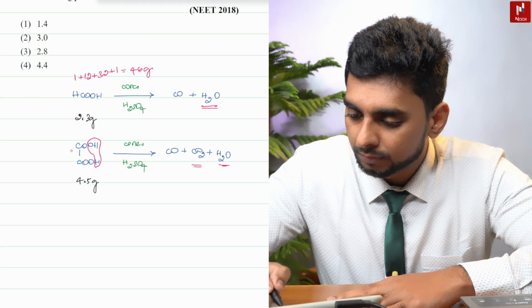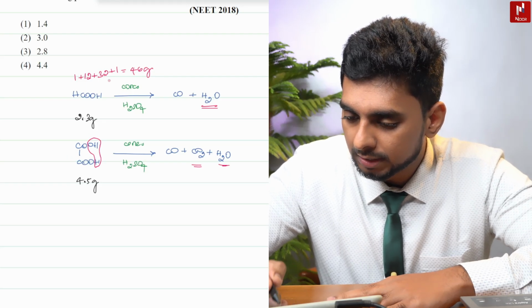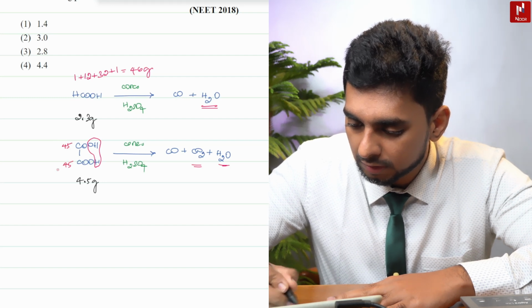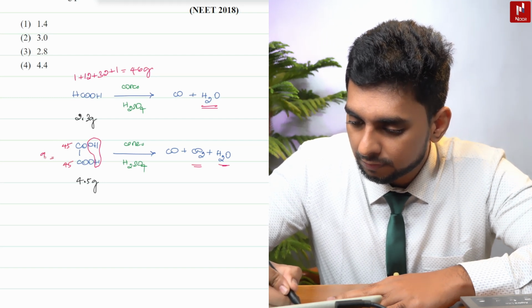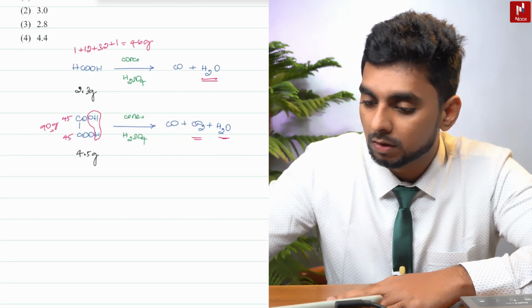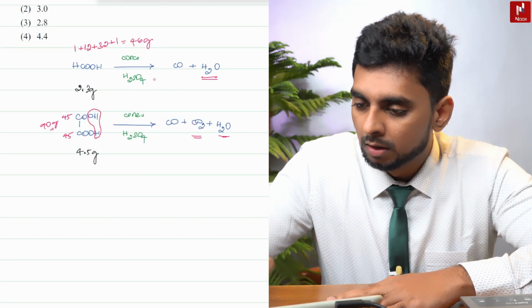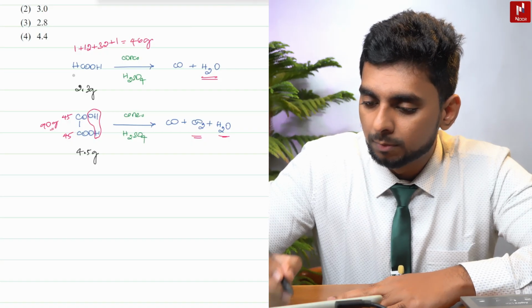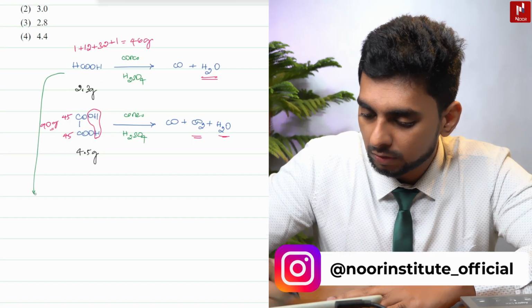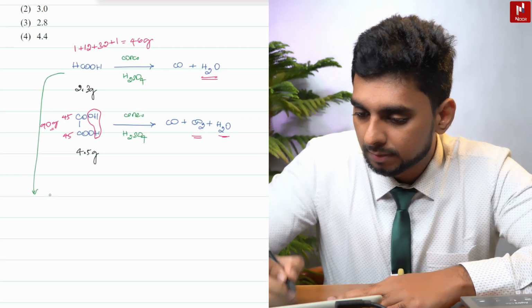So here, for COOH you'll have 45. So here you'll have 45, and then you have another 45. So together you will have 90. Yeah, 90 gram. That will be the molar mass of COOH. Now I'm just ready to get the number of moles that is present in 2.3 gram, isn't it?